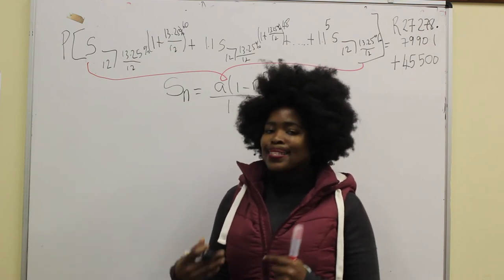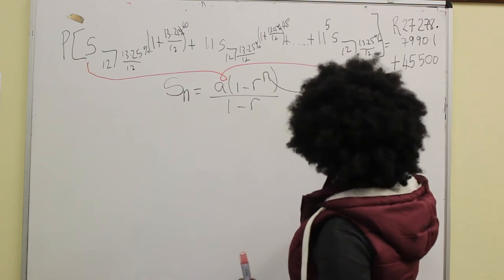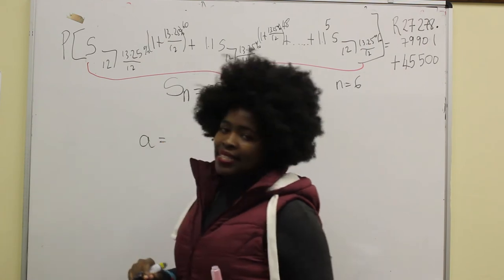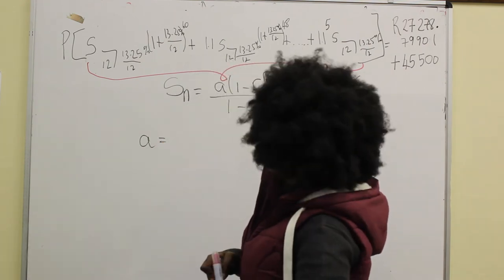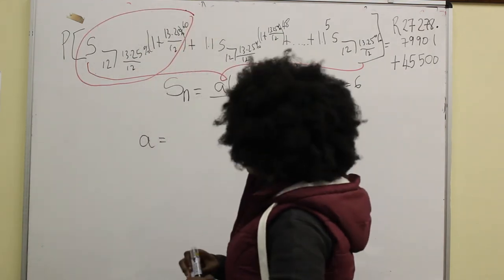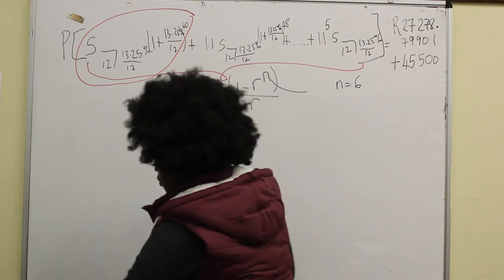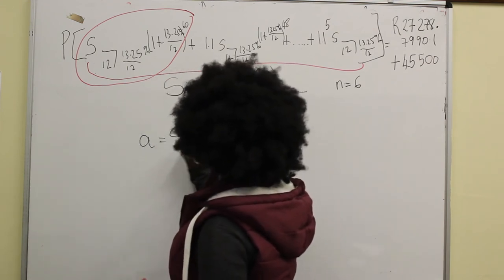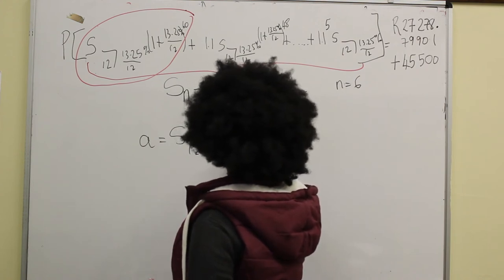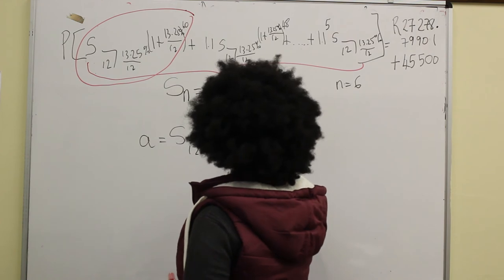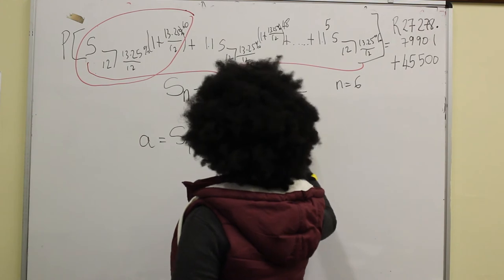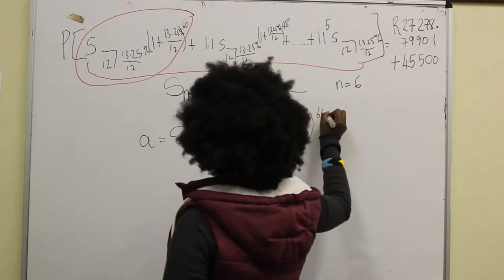So n1 is equal to 6, and a1 is the first term in this sum. What is the first term in this sum? A1 is S, that is 13.25% divided by 12, multiplied by 1 plus 13.25% divided by 12, to the power 60.